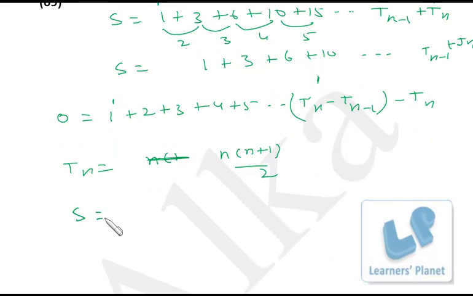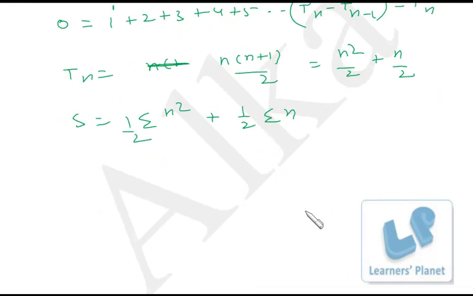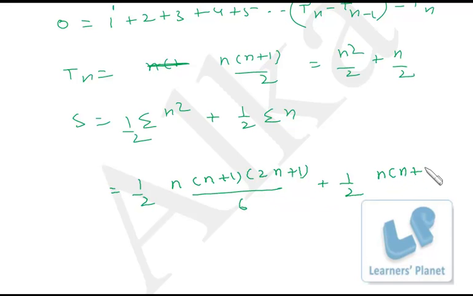So what will the sum be? It will be n squared by 2 plus n by 2. So the sum will be sigma n squared times half plus half sigma n. That is half of n(n+1)(2n+1)/6 plus half of n(n+1)/2. So that is the sum of the sequence. You can take n(n+1)/2 as common and then simplify this. I hope you are getting it.